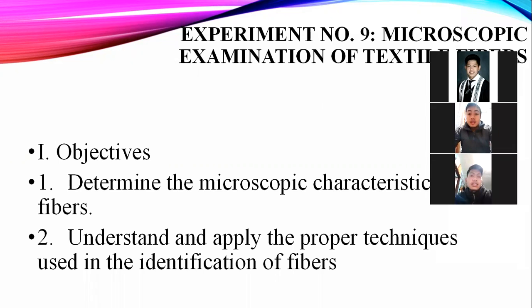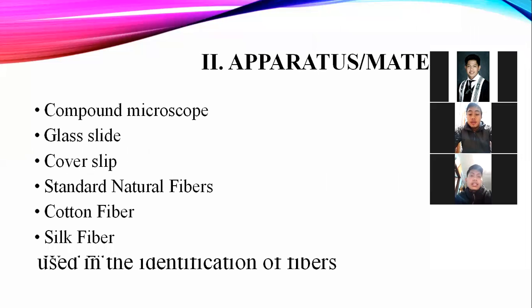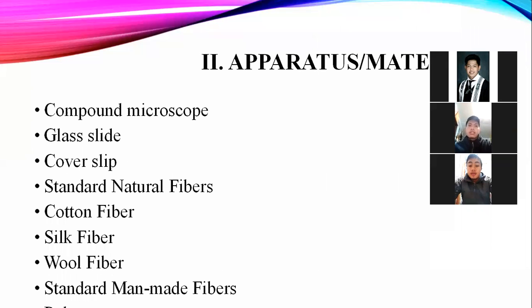The objective of this experiment is to determine the microscopic characteristics of fibers. And second is to understand and apply the proper techniques used in the identification of fibers. For the materials, we used a compound microscope, glass slide, cover slip, standard natural fibers: cotton fiber, silk fiber, wool fiber, and standard man-made fibers.